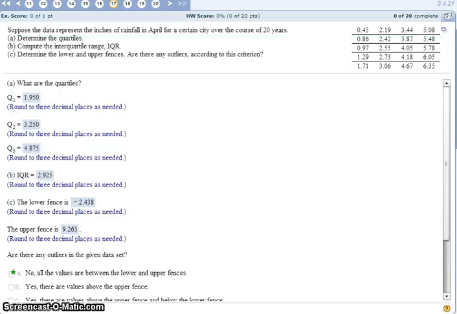So if you look at our data, there's nothing that's outside of our lower fence, lower than that. There's nothing outside of our upper fence, nothing bigger than that. So there are no outliers. All the values are between the lower and upper fence.